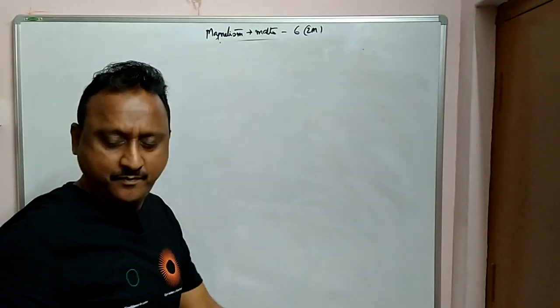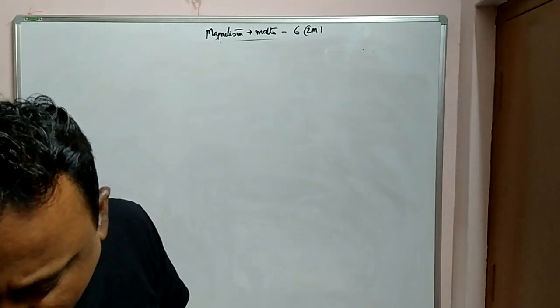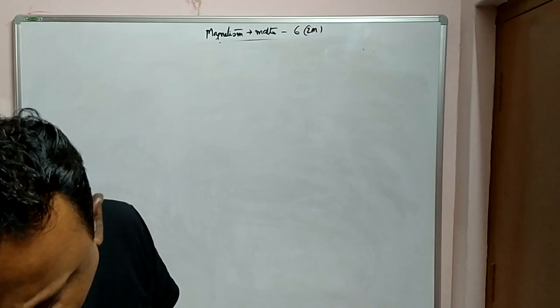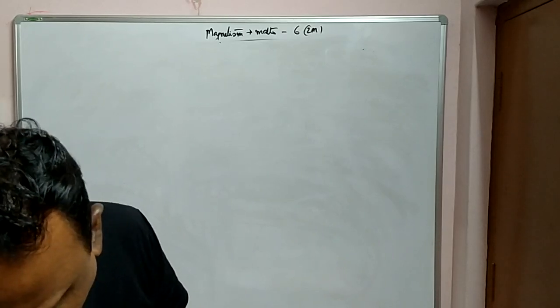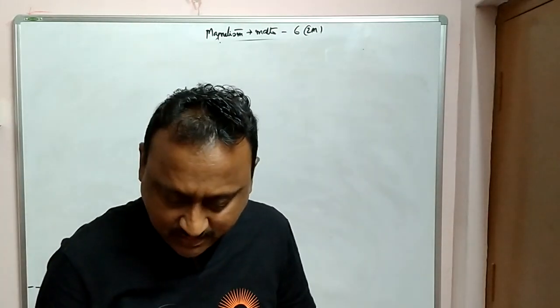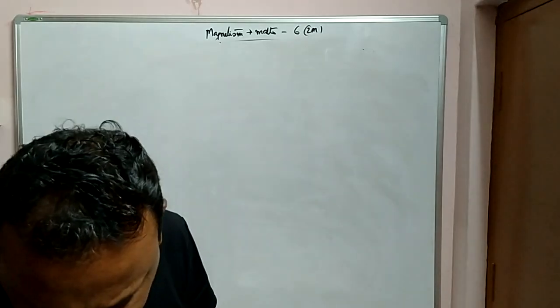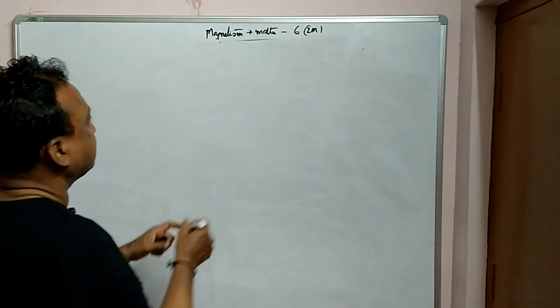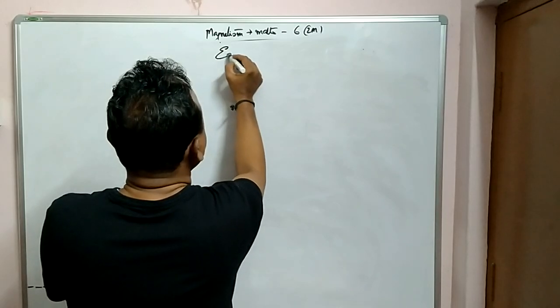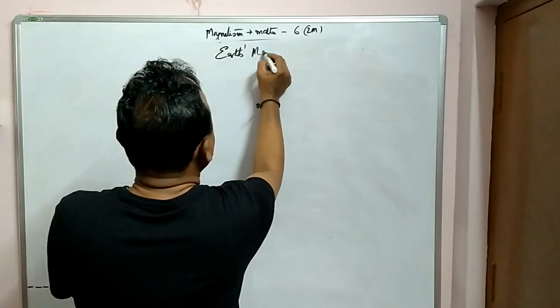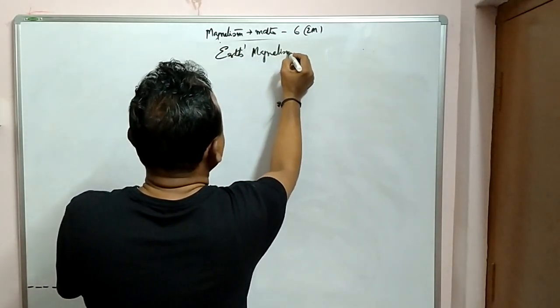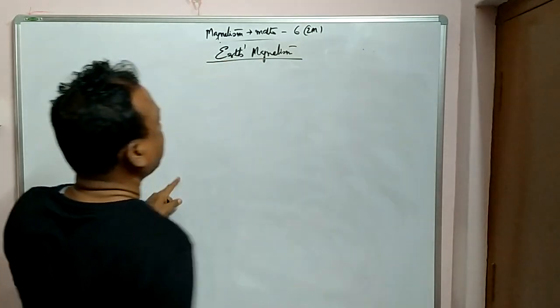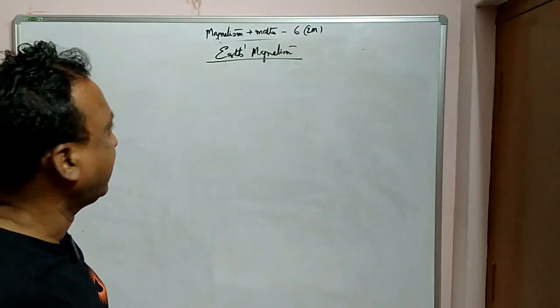So this is the main comparison in this chapter. Now we are entering into the actual thing, that is Earth's magnetism. Okay? Very interesting topic now. Earth's magnetism. We will be studying a little geography about the Earth.